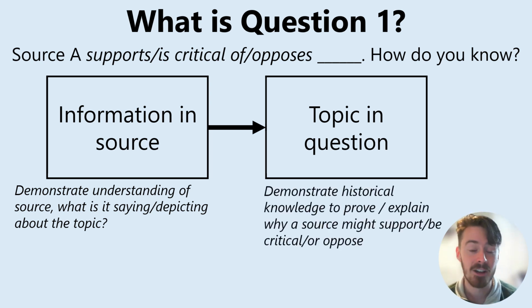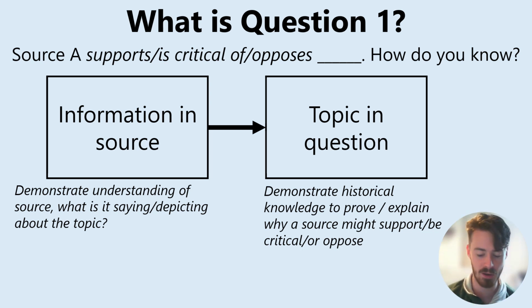You have to have the historical knowledge to actually explain why the person is having this. You might notice the question already knows that it's supporting, critical, or opposes. So you are not being asked to explain why. You're being asked to prove how you know why it is doing that, which is more of a background reason, the information in your head about why this is going to oppose or support or be critical.